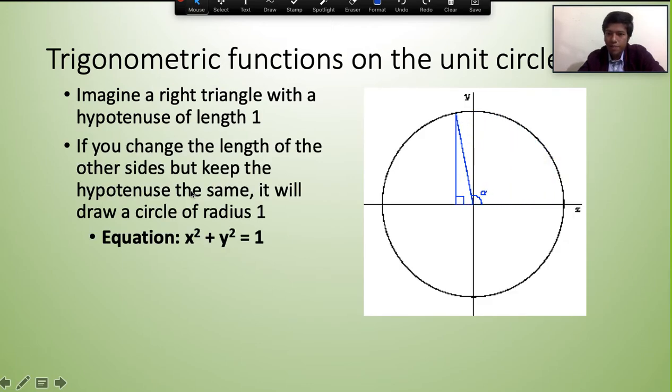Now comes another important thing. This is called trigonometric functions on the unit circle. At any instant when it moves, see, this is always a right angle, and this is how your angle increases. Unit circle means if the distance from here to here is 1 unit, this is called a unit circle. If the radius is 1, this is called a unit circle.